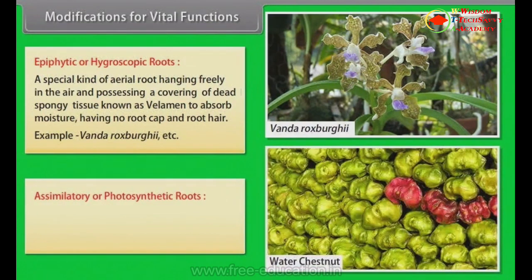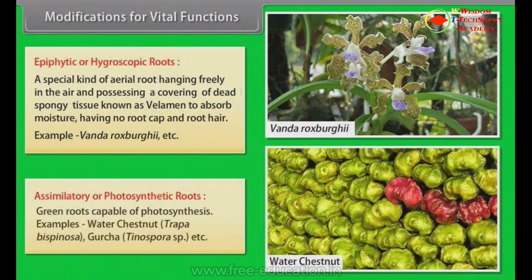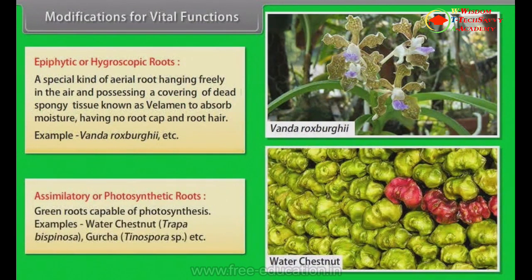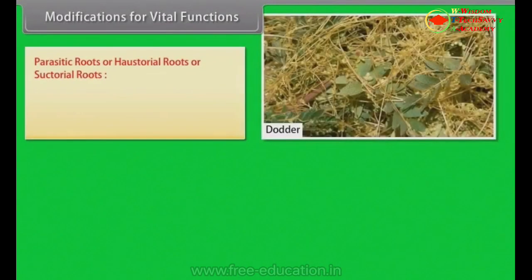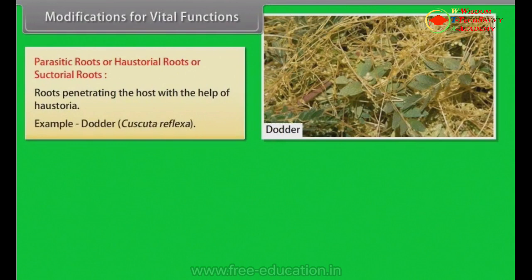Assimilatory or photosynthetic roots: green roots capable of photosynthesis. Example, water chestnut, etc. Parasitic roots, or haustorial roots, or suctorial roots: roots penetrating the host with the help of haustoria. Example, dodder.